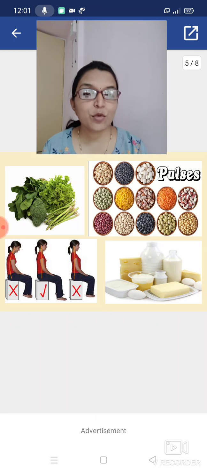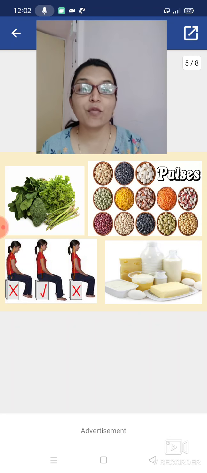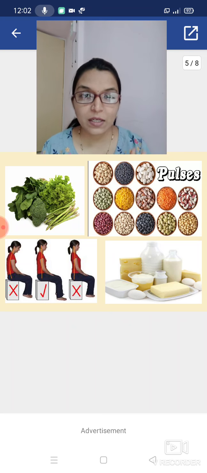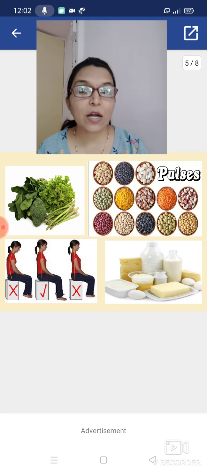So from today what you have to do, you have to eat all types of food whatever your mother gives. You have to drink milk also, and eat milk products also.